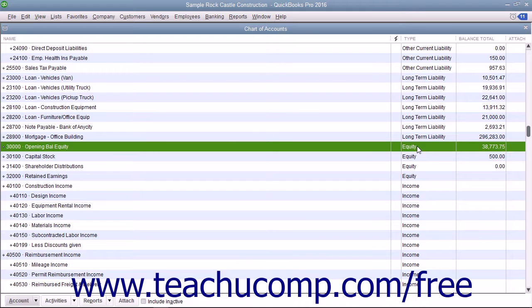Equity can come from three different sources: investor money, current year profits, or retained earnings, which are profits from past years that haven't been distributed to shareholders. The only available type of account for equity is the equity account type.